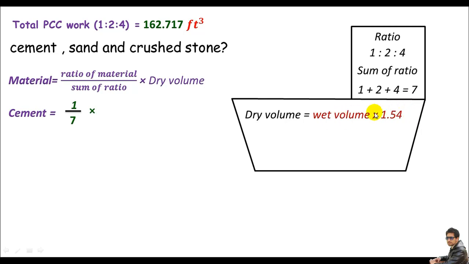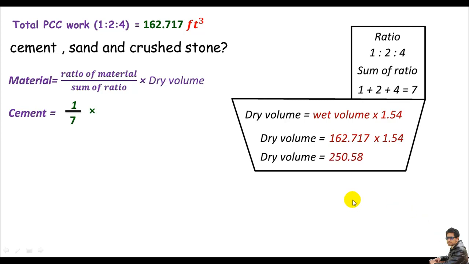To convert the wet volume into dry, we multiply the wet volume with this factor, right? So the dry volume will be the wet volume, which is given, 162.717 times 1.54, which is equal to, of course, 250.58 cubic feet. Just plug this over here in this equation. Of course, we can get the cement quantity 35.8 cubic feet.